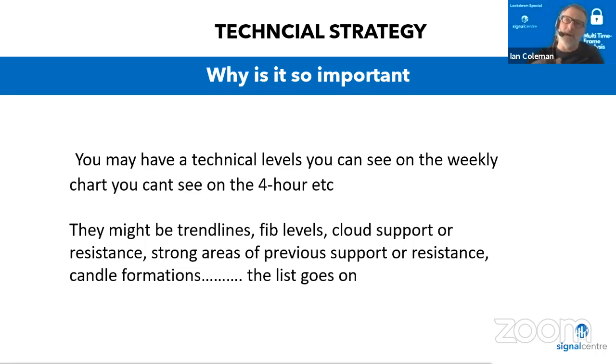You might have a weekly chart that's got a 161.8% extension on it, but you're looking to buy it on a shorter timeframe because you think it's a decent reversal, but all you're doing is buying into resistance. You might have cloud support or resistance on a daily chart, but you haven't seen that because you're trading off a 1 hour chart.